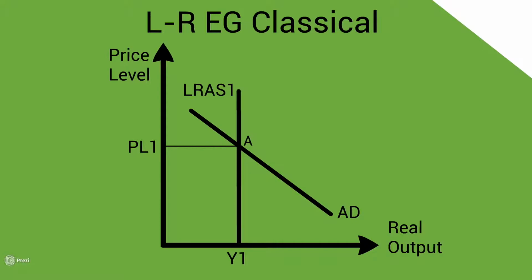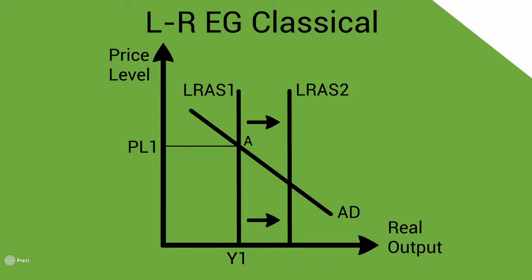Now suppose that the government uses some supply side policies that increase the productive potential of the economy. This causes the economy to be able to produce more goods and services, and we represent this graphically by the long-run aggregate supply curve shifting outwards, i.e. from LRAS 1 to LRAS 2.